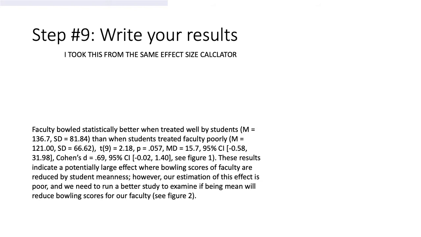See figure 2. Figure 1 would just be our mean difference from the Excel file, the bar graph. Figure 2 would be our 95% confidence interval of the mean difference. Or if you want, you can modify it to be the 95% confidence interval of the Cohen's d's. I'll just make sure the graph maker has that in there.